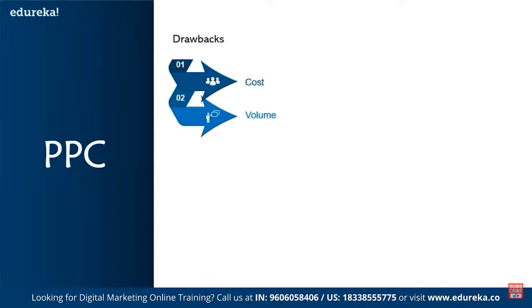Now we have talked about PPC campaigns, which are CPC or cost per click based campaigns. In addition to this, there are also CPM campaigns, which is cost per 1,000 impressions, which are impression based campaigns, or they can also be CPL or CPA campaigns. CPL campaigns are based on cost per lead, and CPA campaigns are cost per action. Action can be filling forms, landing on a particular page, giving your mobile number, etc.